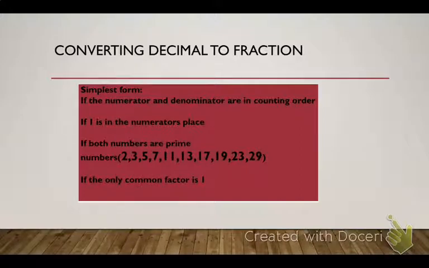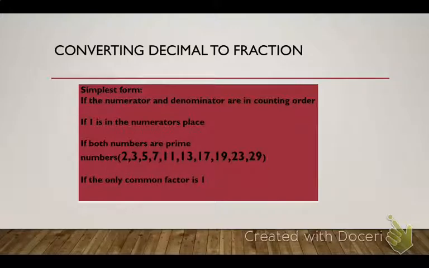If the numerator and denominator are in counting order. Counting order simply means like this, 3/4. That's in counting order. You count 1, 2, 3, 4. If 1 is in the numerator's place, or if both numbers are prime. Here's a list of prime numbers, and there might even be more that you'd want to include in that list. Or if the only common factor between the numerator and denominator is 1, then you know it's in its simplest form. All right?